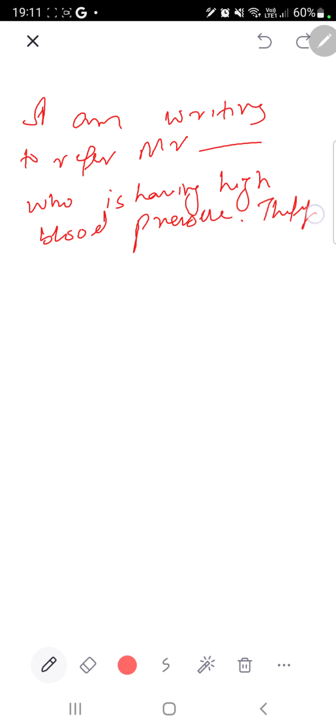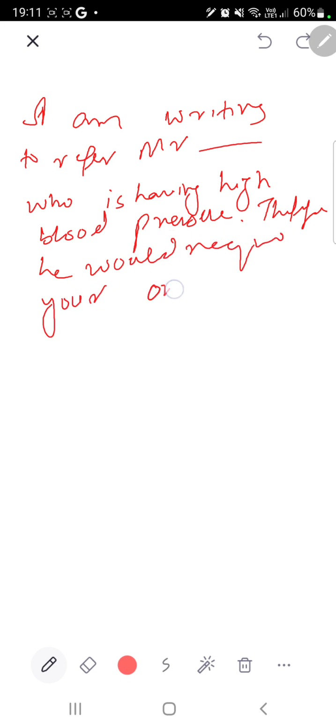Therefore, he would require your ongoing help, let's say, or management. So you can see that we do use the present, present perfect or present continuous tense in the introduction.